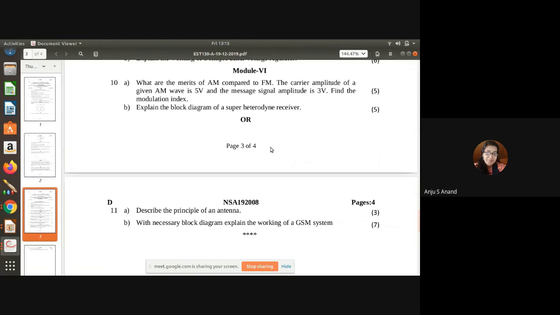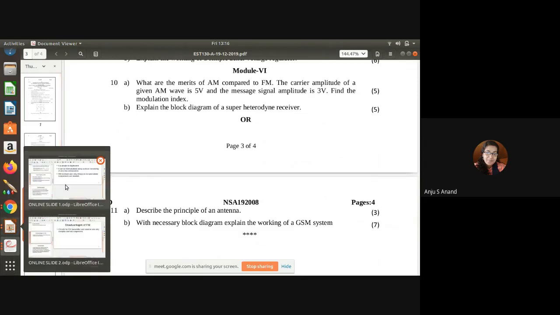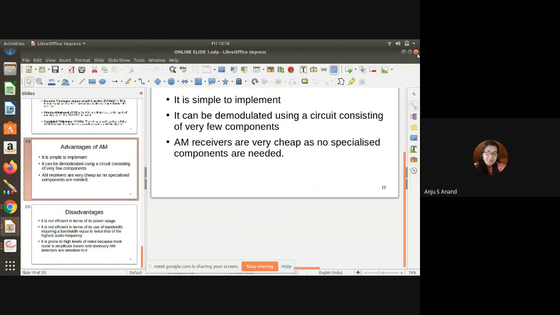Next is the 11th question, A part. This is only of 3 marks. Describe the principle of an antenna. We have discussed the antenna working principle based on the accelerated charged particle. So, how was the working? We can take these slides.